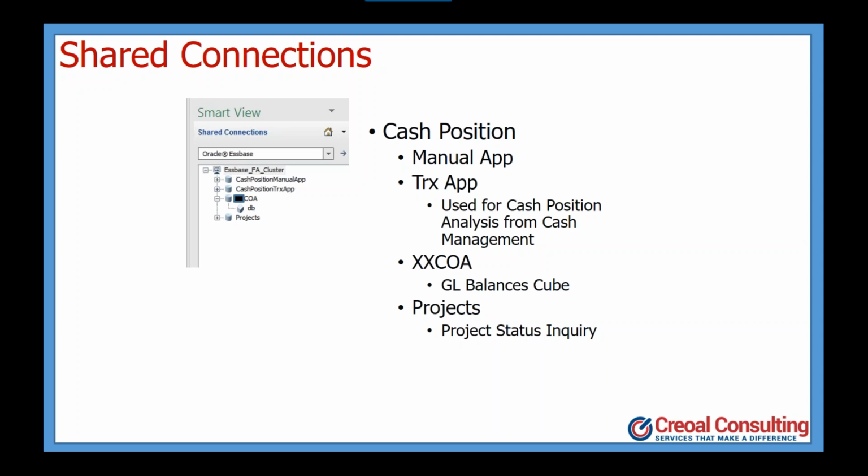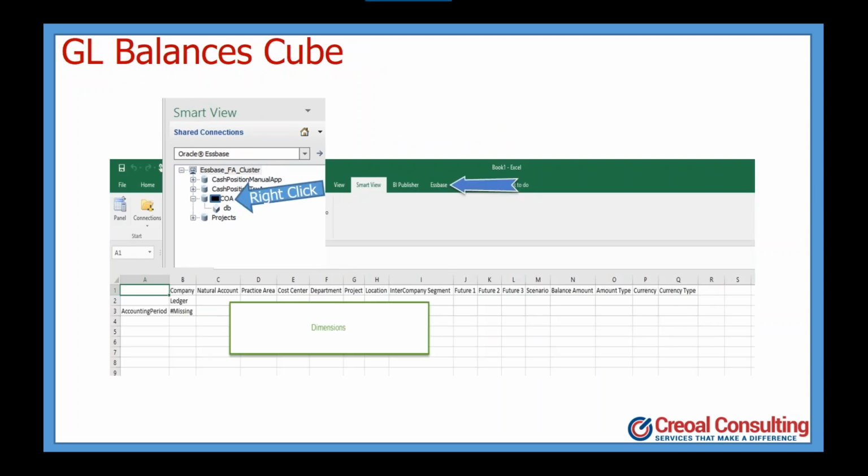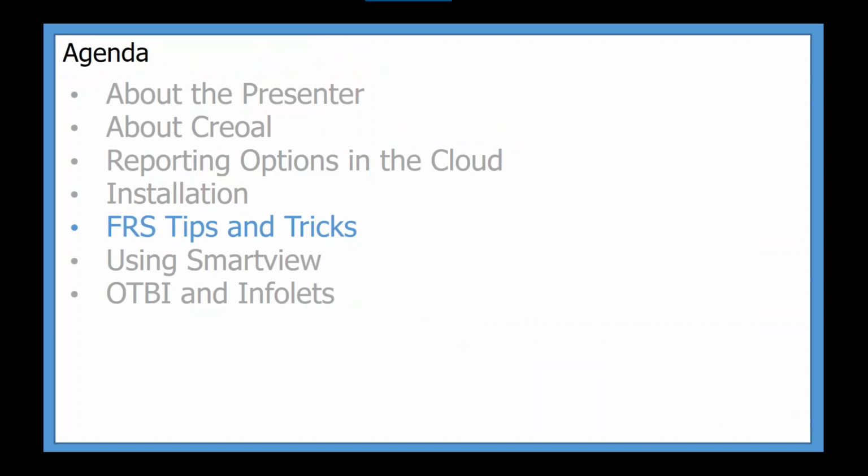Some additional cubes that you may see are cash position. Cash positioning was introduced in Release 11. It's coming forward and enhancing in Release 12. You'll be able to do cash forecasting as well. There will also be a project accounting cube if you're running Oracle Projects. So you can run Essbase against any of those cubes. Oracle has configured that, and you can use SmartView to do your analysis. If you click on the GL Balances cube and connect, it will bring back your default dimensions, and then you are connected.